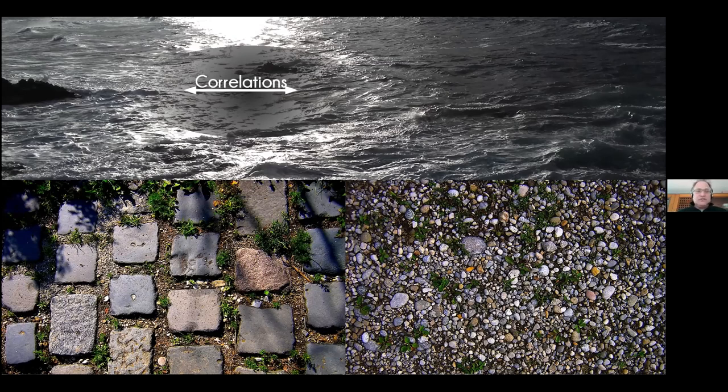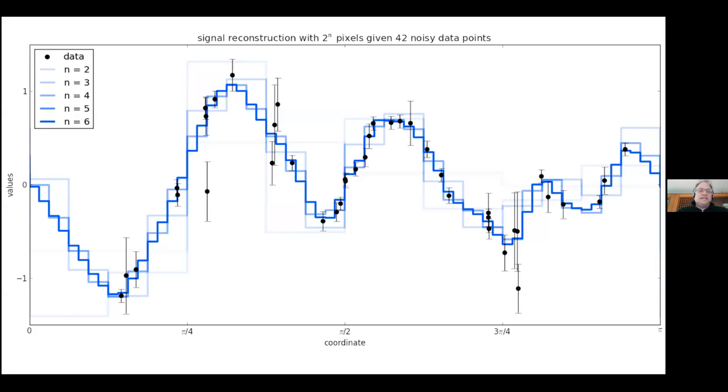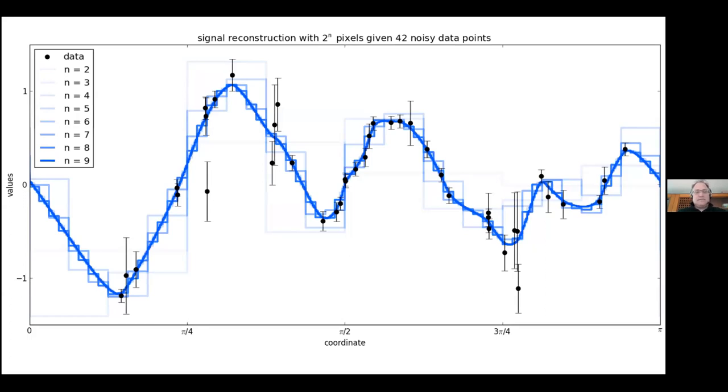So let me show you how this works in practice. Here are 42 data points, and a reconstruction of an underlying field with various resolutions, and increasing the resolution lets the solution converge to one configuration. What we had to put in here was knowledge about the field correlation structure. So there's a price with doing that. But if you do that, then you can reconstruct more degrees of freedom than you had data.